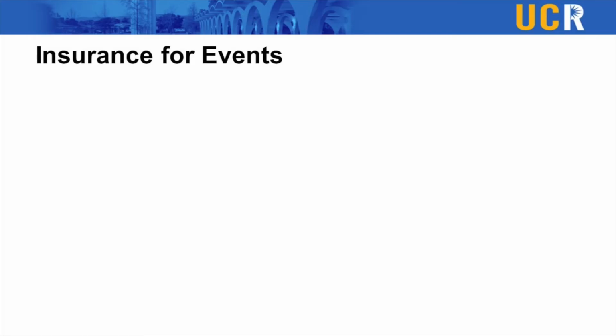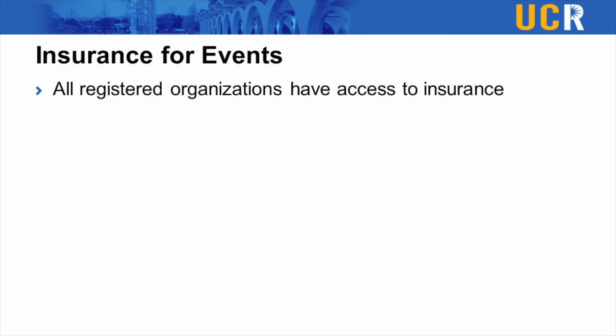So let's talk about needing to get insurance. If your group is doing something that could be considered risky, the university might ask you for additional information to get insurance to cover your event. Luckily, this is a quick process. All registered student groups have access to insurance. It's just a quick online form you fill out with all your event details.